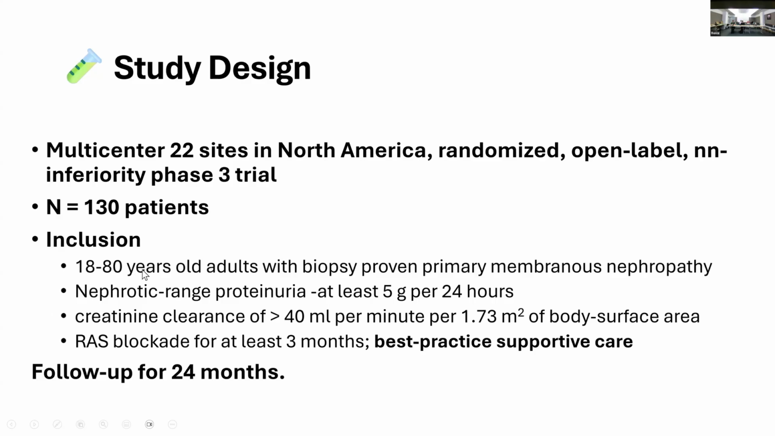It included 18 to 80-year-old adults with biopsy proven membranous nephropathy, and they had to have nephrotic range proteinuria of at least 5 grams in 24 hours. And then a creatinine clearance of greater than 40. They also had to have been on RAS blockade for at least 3 months. I thought this was nice, that they make sure that they're on best practice supportive care. And then the study follows up the patient for 24 months.